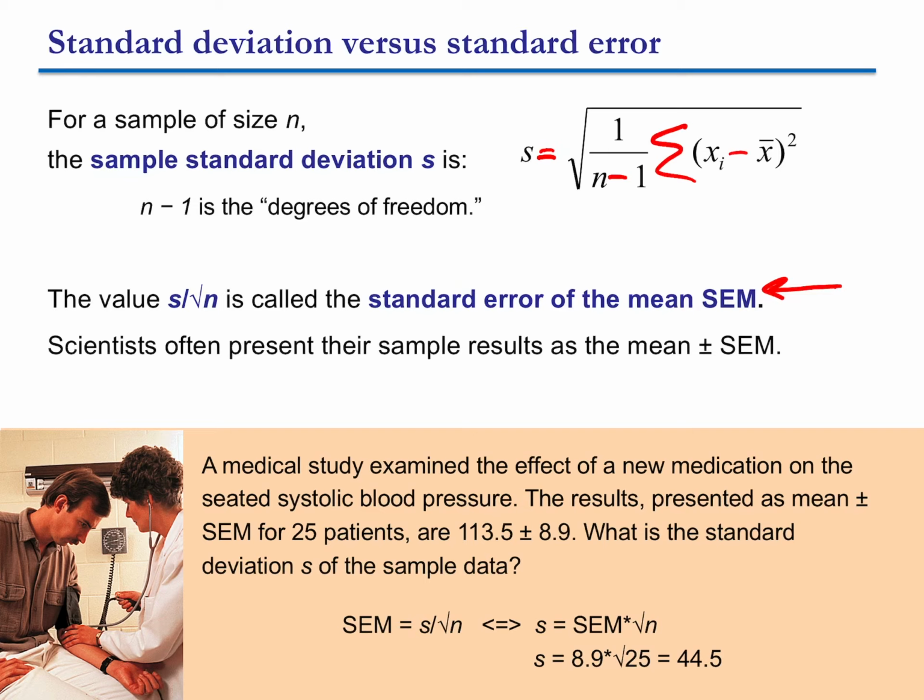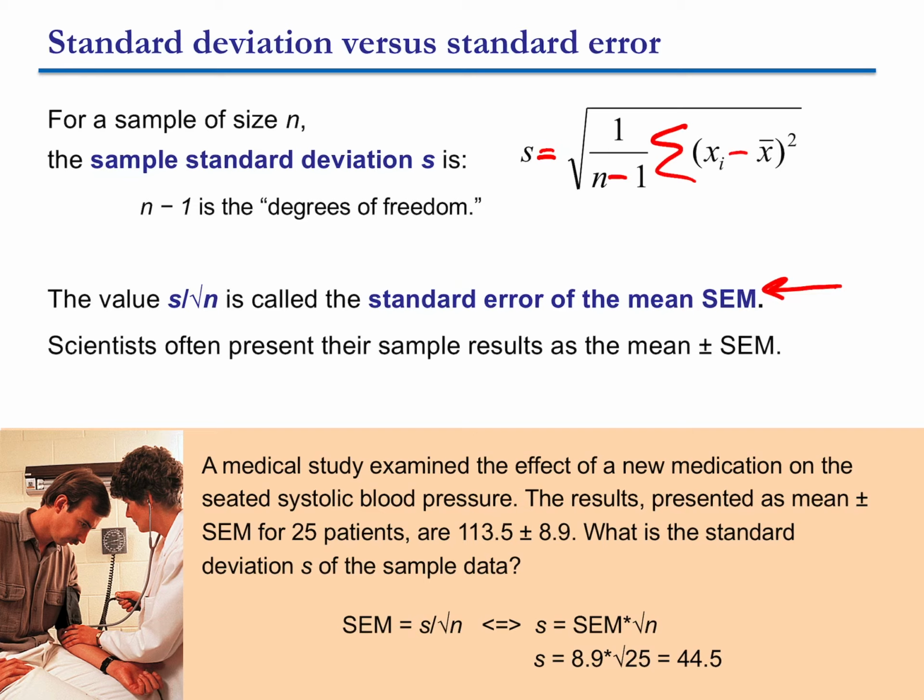Now, if you know what the standard error of the mean is, you can back calculate the standard deviation. So, look at the bottom. A medical study examined the effect of a new medication on seated systolic blood pressure. The results were presented as mean plus or minus the standard error of the mean for 25 patients: 113.5 plus or minus 8.9. The question is, what is the standard deviation S of the sample data?